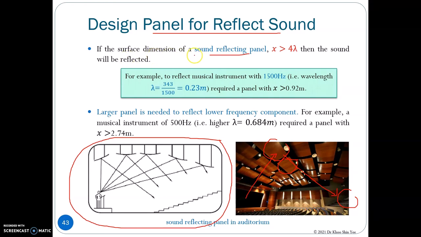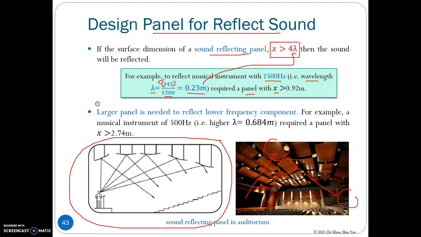The surface dimension of the sound reflecting panel X must be greater than 4 lambda. So in this case, lambda is the wavelength of the sound. For example, if you want to reflect the musical instrument that produces the sound at 1500 Hz, the lambda is equal to the speed of sound, which is 343 m/s, divided by the frequency in Hz, then you should obtain the lambda equal to 0.23 m. So we can substitute inside this formula, and then it shows that we should obtain the sound reflecting panel with the X dimension greater than 0.92 m. By doing this, we can reflect the sound for 1500 Hz.